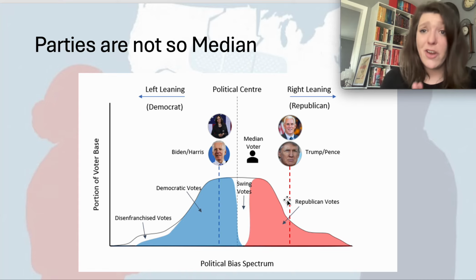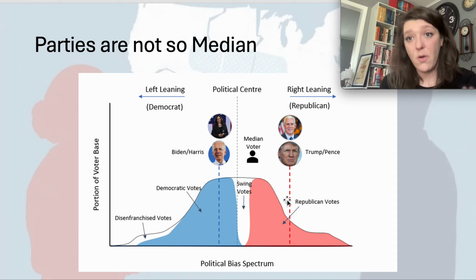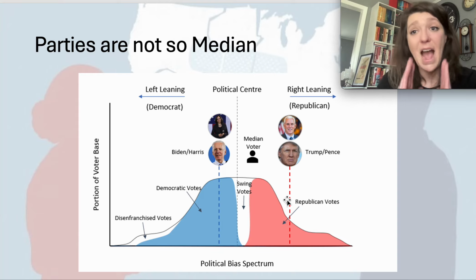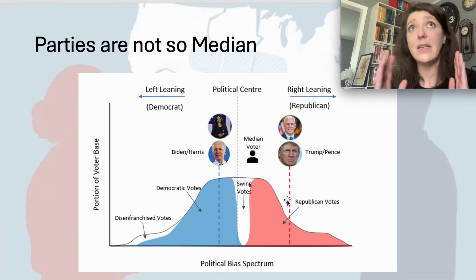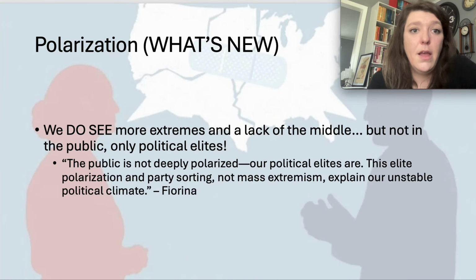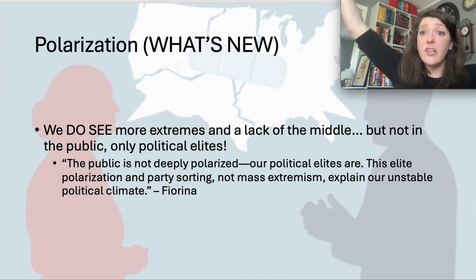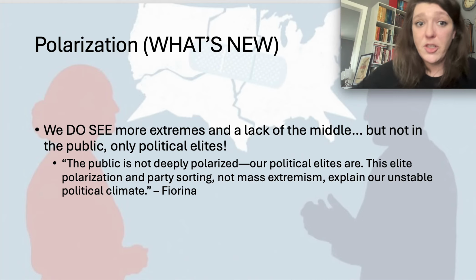So the parties are getting further away from each other. They're getting more and more deeply embedded in their own ideological silos. That is party sorting. They're not orienting themselves around the average voter. They're orienting themselves around their own political ideology. Okay, so this is where we get to polarization. Polarization is also new. This is also a change.